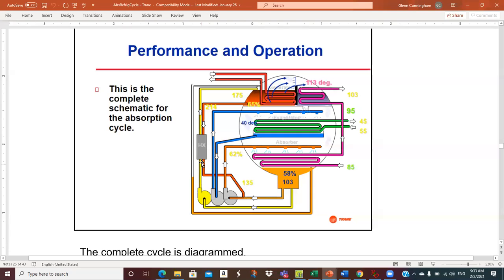I don't know if I've locked down my pointer in this mode. But this is the heating medium. This is going to be hot, typically hot water or steam. We'll see in the next presentation that they actually have direct fired units as well, where you just pipe natural gas up and it's got combustion burners built into the machine. But for right now, we're thinking about supplying either hot water or low pressure steam.